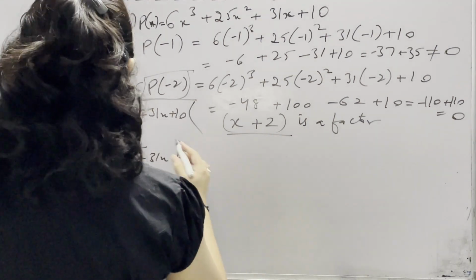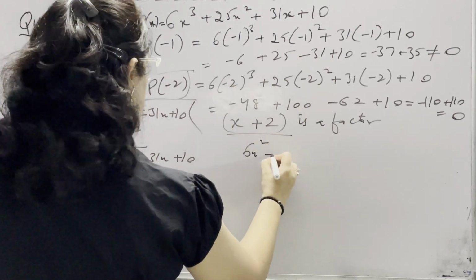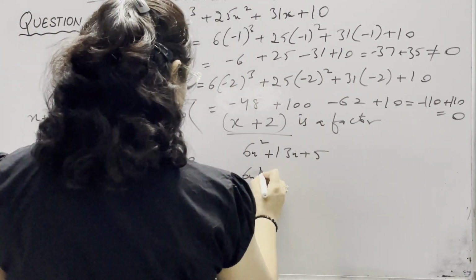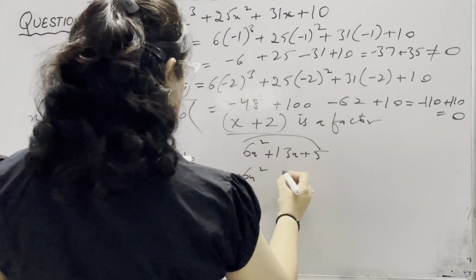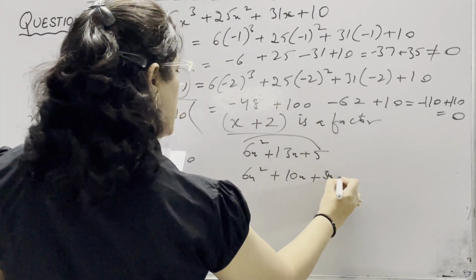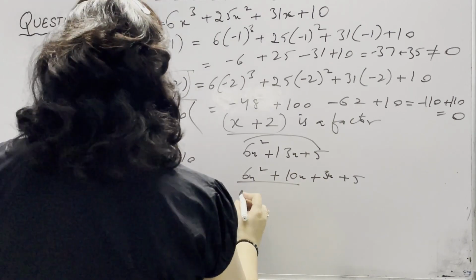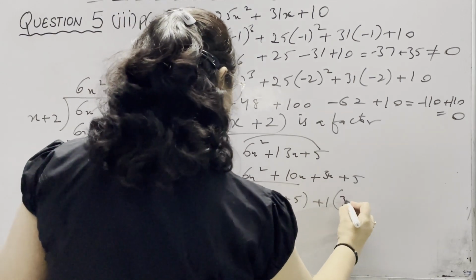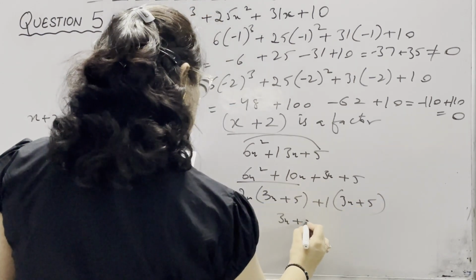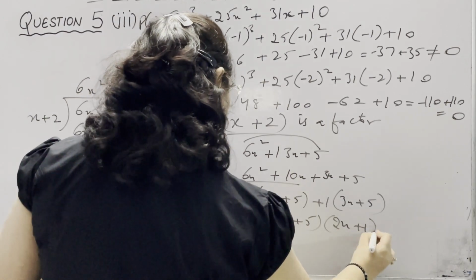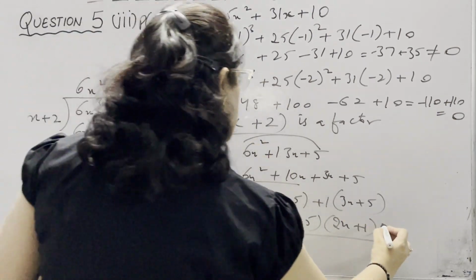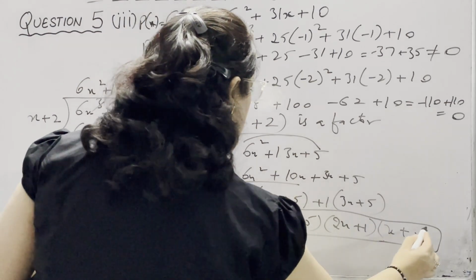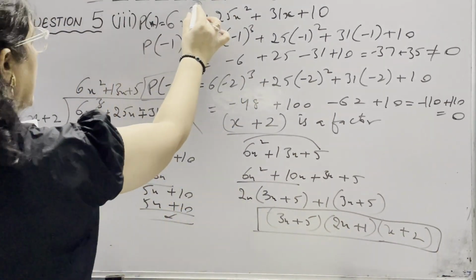So one factor is x plus 2. The other factors we can get from this quadratic equation by the middle term splitting method. So 6x square plus 19x plus 10, where 6 multiplied by 10 is 60, so 15 and 4 split the middle term; this gives 3x plus 5 after taking common terms. So the value comes out to be 3x plus 5 and 2x plus 1. These are the two factors, and one is x plus 2. So the complete factorization of this polynomial is this, in which we have 3 factors because the highest degree is 3.